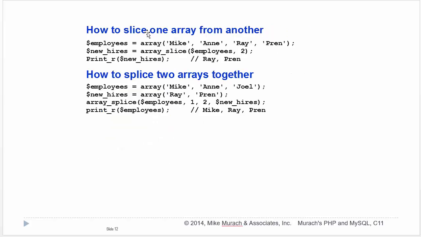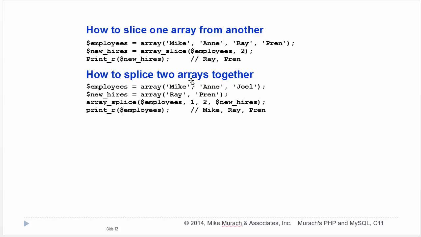We also can slice one array from another. So here we have our array employees, and we have 4 employees in it. And now we're going to slice this array starting at index position 2. So index position 2 would be 0, 1, 2. We're going to start with Ray. And if we were to store this new array in this variable and use print underscore r, which should be lowercase by the way, we would see we have Ray and print.